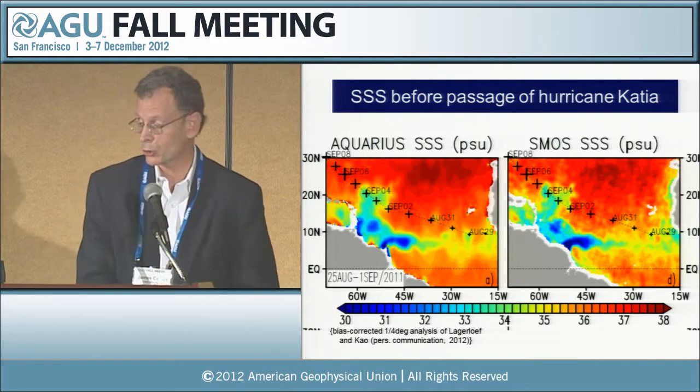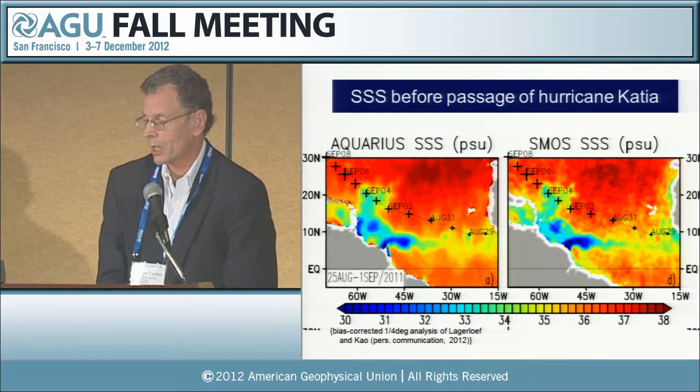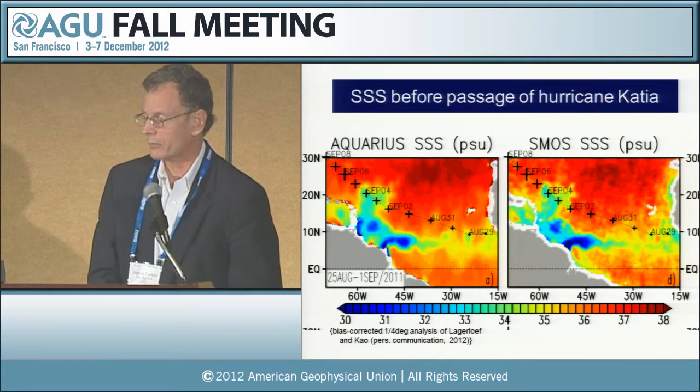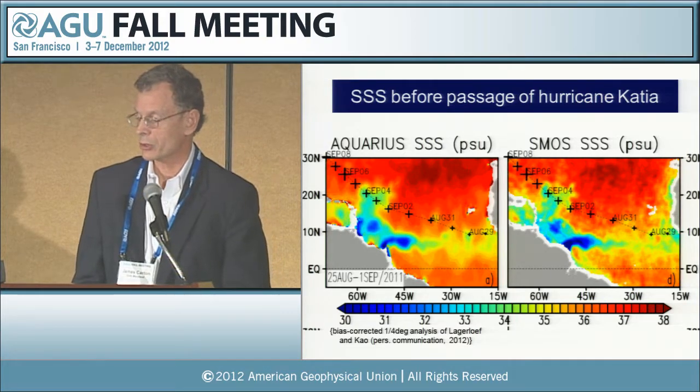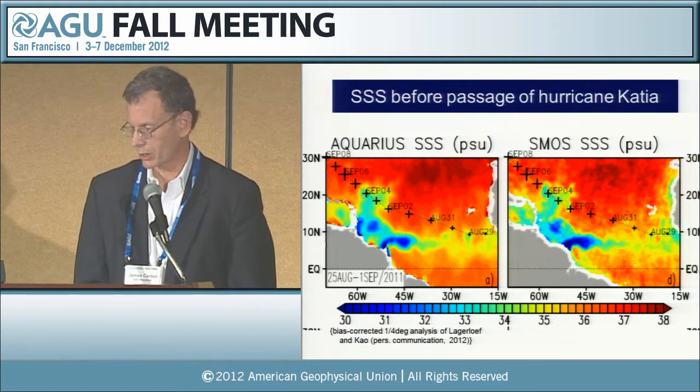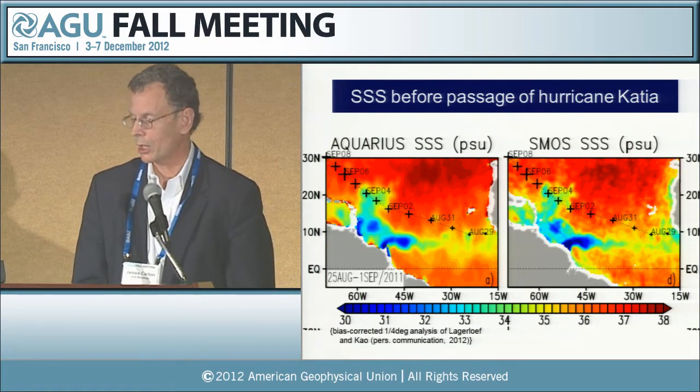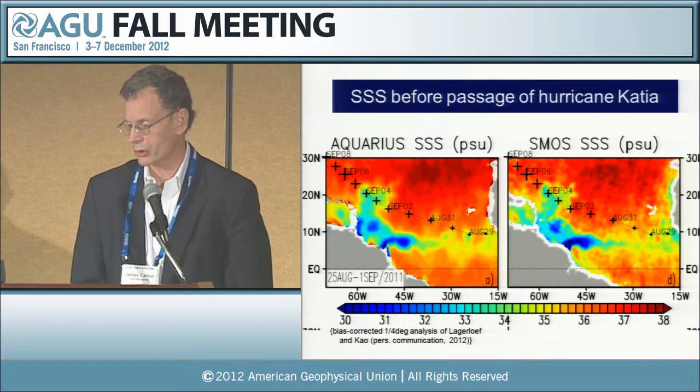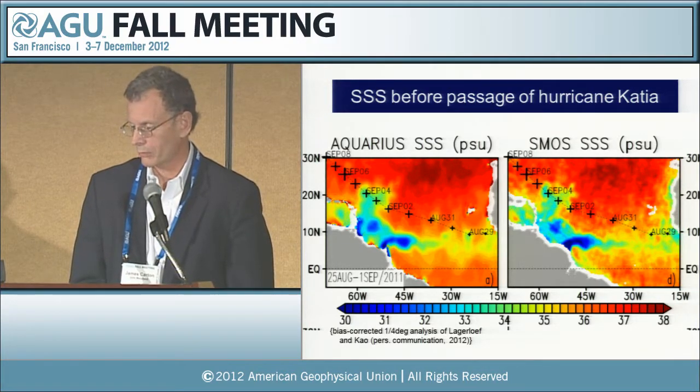So you saw this picture just a moment ago. The dash line shows the track of Katia as it passes over the Amazon plume. The panel on the left, Aquarius, panel on the right, SMOS. Again, qualitatively, the results from the two instruments look very similar.